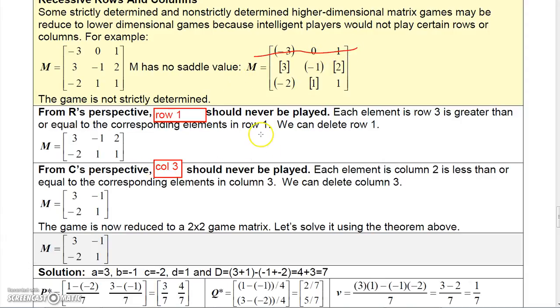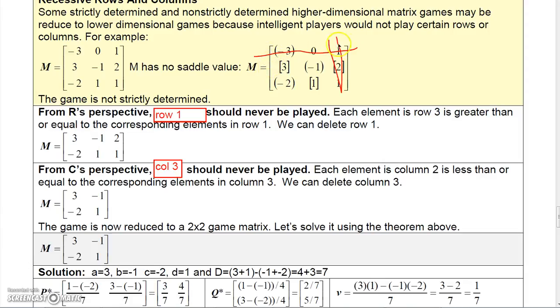And then from C's perspective, C would be better off staying away from column 3, because you see the negatives here, that means that C can gain something here and here, but over here C can't really gain anything.